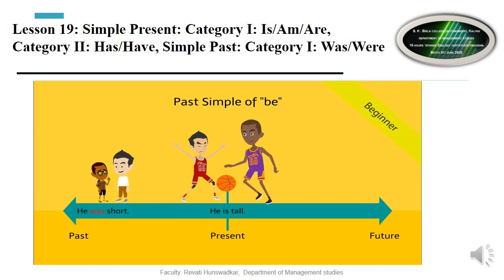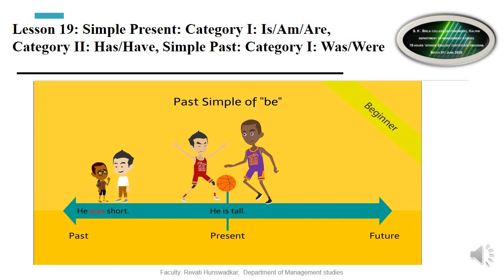So there are four persons standing on an arrow. On the left hand side we can see past, in the middle we can see present, and on the right hand side we can see future. Now, in category 1, we have to use the words was and were.